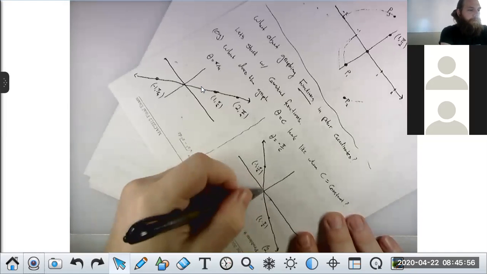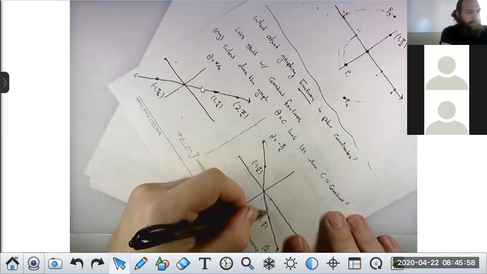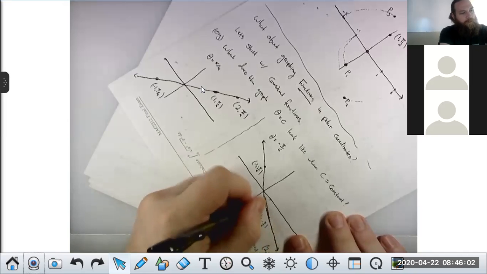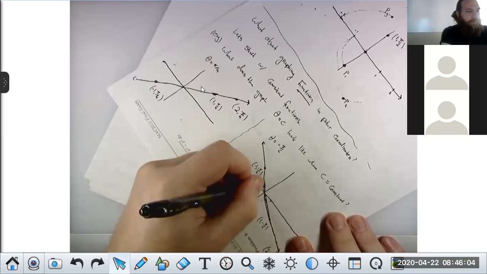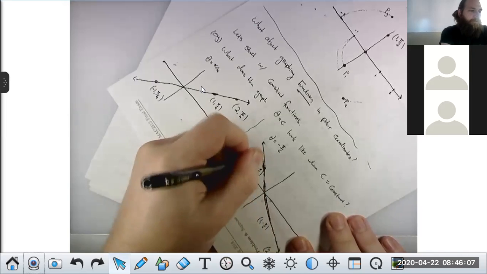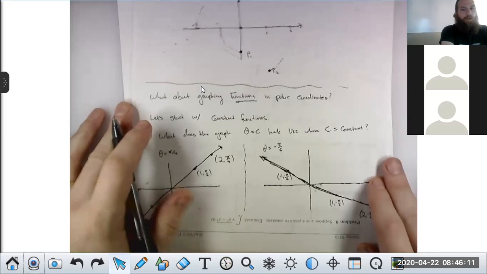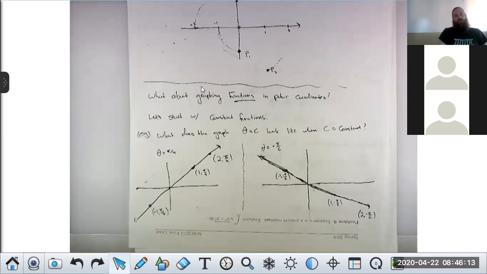So modulo my bad art, you'll see that these are all straight lines through the origin. So theta equals a constant is always going to be a straight line through the origin, or a ray, right? A ray emanating from the pole. Because that's what the collection of all polar points r comma theta look like when theta is a fixed constant.